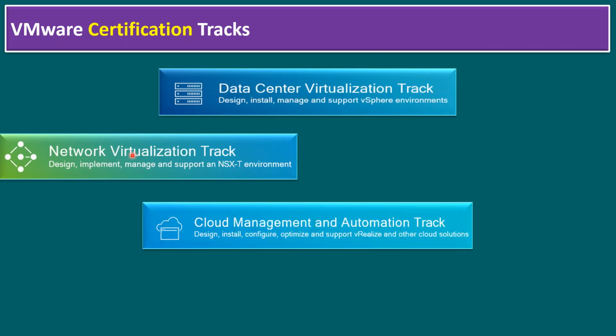Another track is cloud management and automation. Earlier, for this cloud management automation track, VMware called it vRealize, but recently they changed the vRealize name to ARIA. So within the cloud management automation track, our main product is called ARIA Automation. Using ARIA Automation, we can automate our data center virtualization components, and also network virtualization, and even storage virtualization. Most of the IT infrastructure day zero, day one, day two activities can be automated using ARIA Automation. That is the importance of the ARIA Automation product.